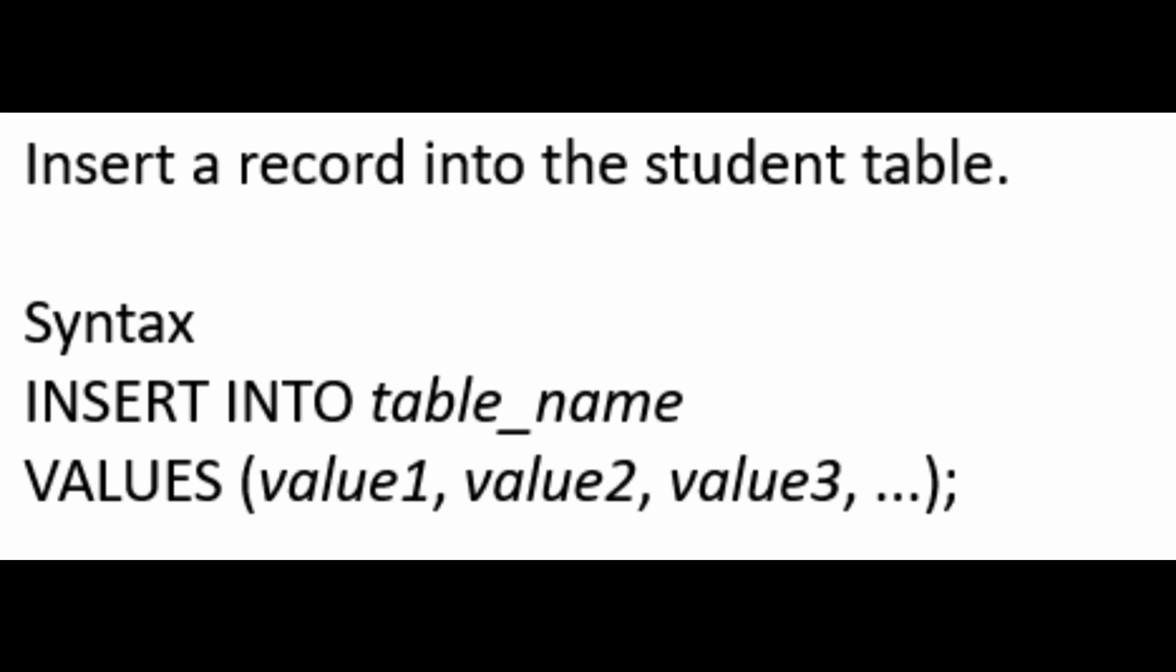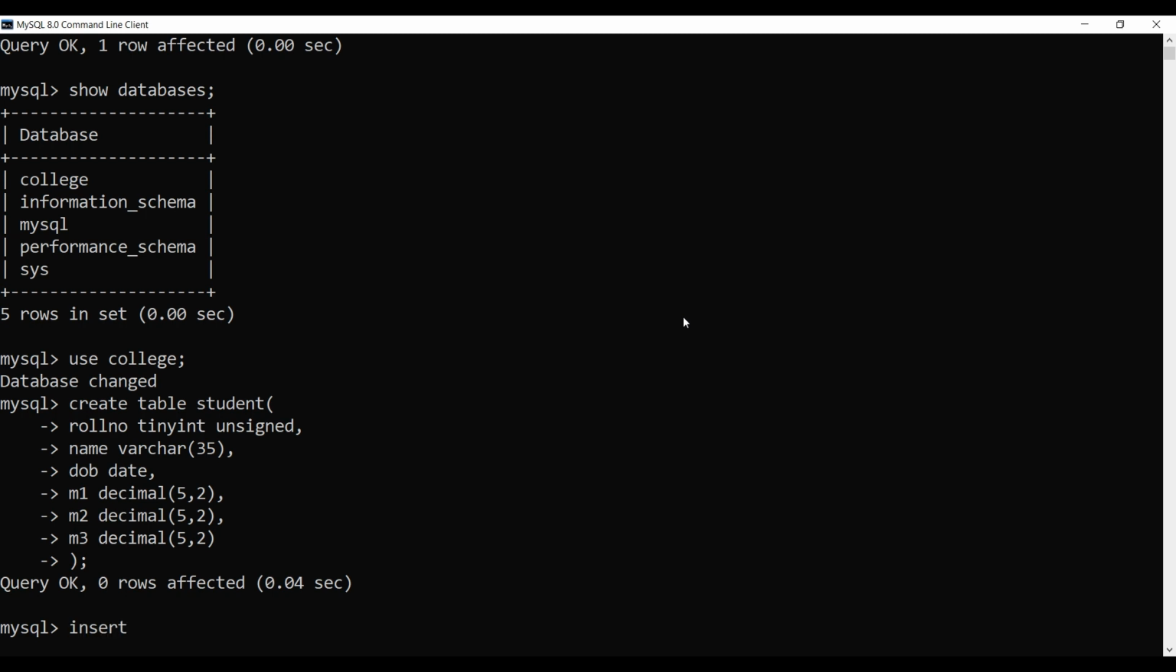Now let's insert a record in the table using the syntax as mentioned. So 1 is the roll number, ABC is the name of the student, having the date of birth as 1999-06-30, having marks as 90, 64, 45. Remember to enclose string data types in quotes.